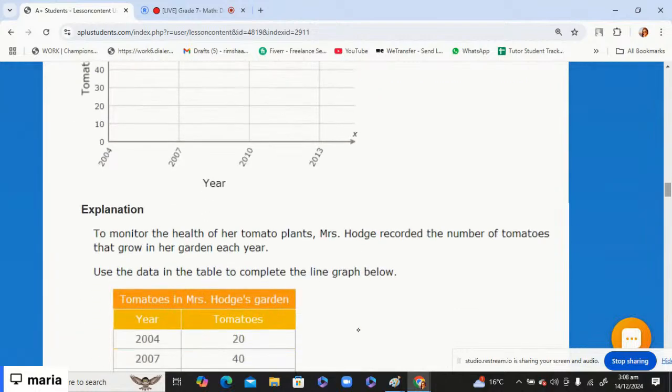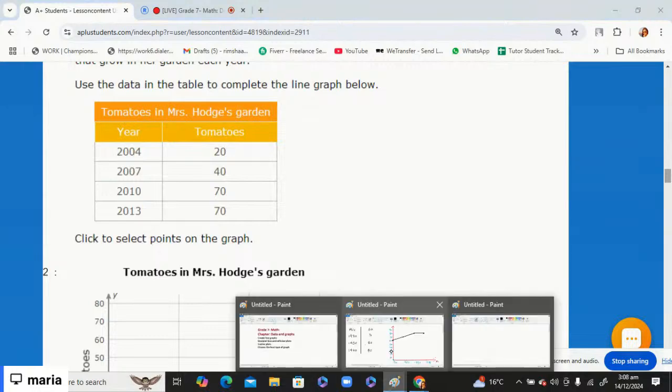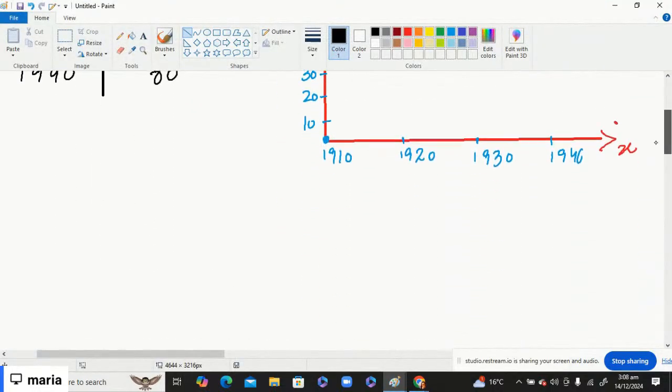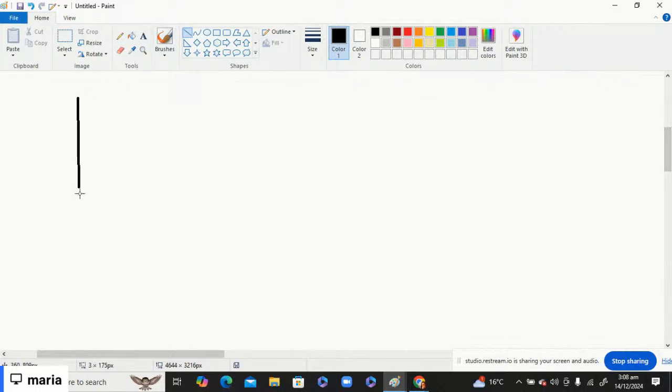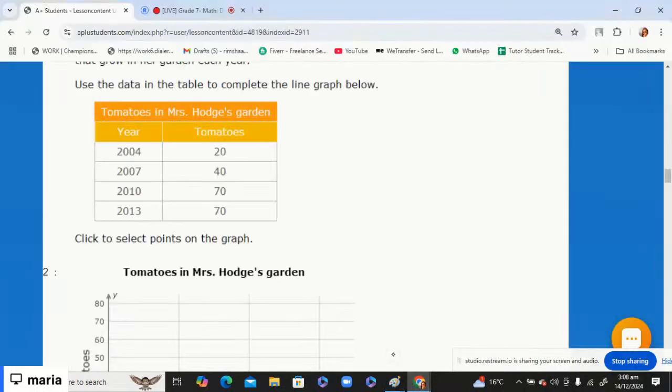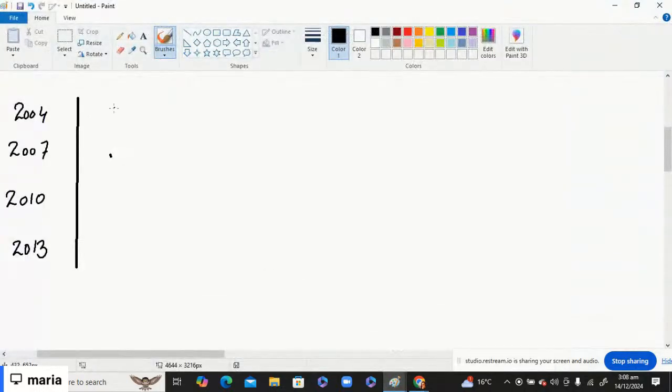So here, when we plot a graph for this, 2004, 2007, 2010, and 2013, let's check. This is the way that we are going to draw it. So here is our data. The values are 20, 40, 70, and 70. Now let's draw a graph for this.